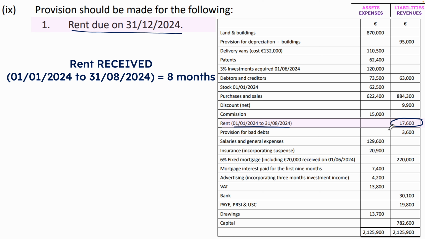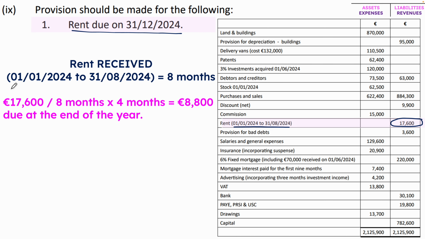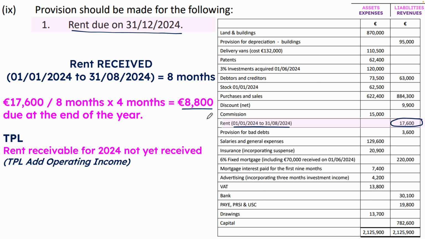So 8 months is 17,600. So divide that by 8 months, multiply by 4 months, gives us 8,800 that we have yet to receive from our tenants. But it is attributable to the current year, so therefore we will have to put it into the TPL for this year, even though we did not receive it. And we will add that onto the rent receivable in the add operating income heading.